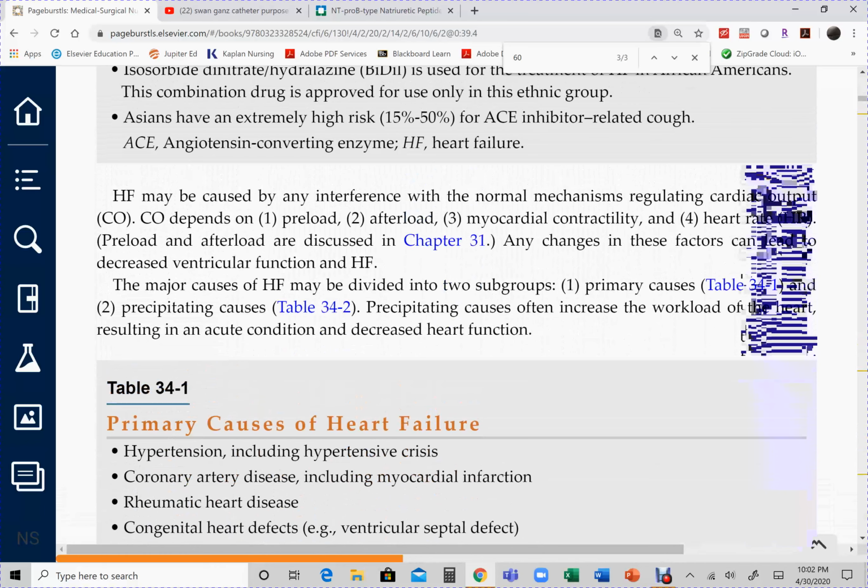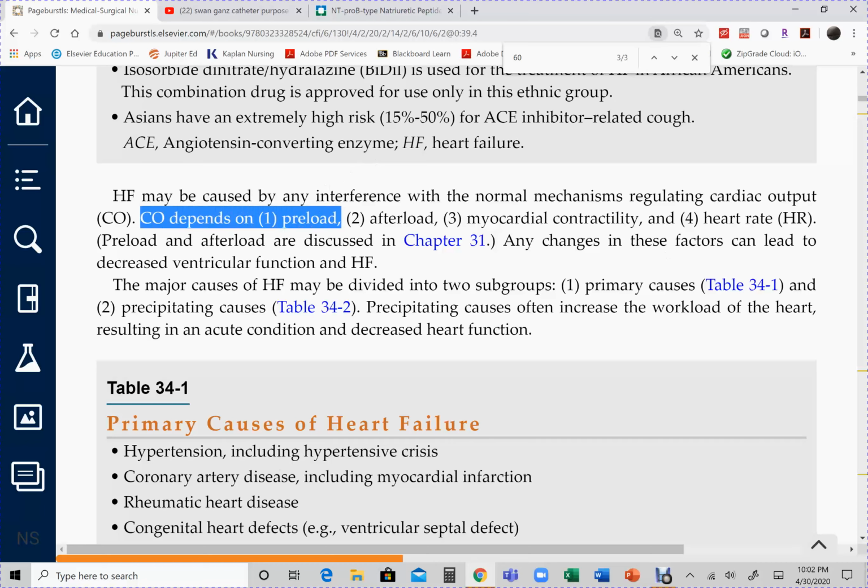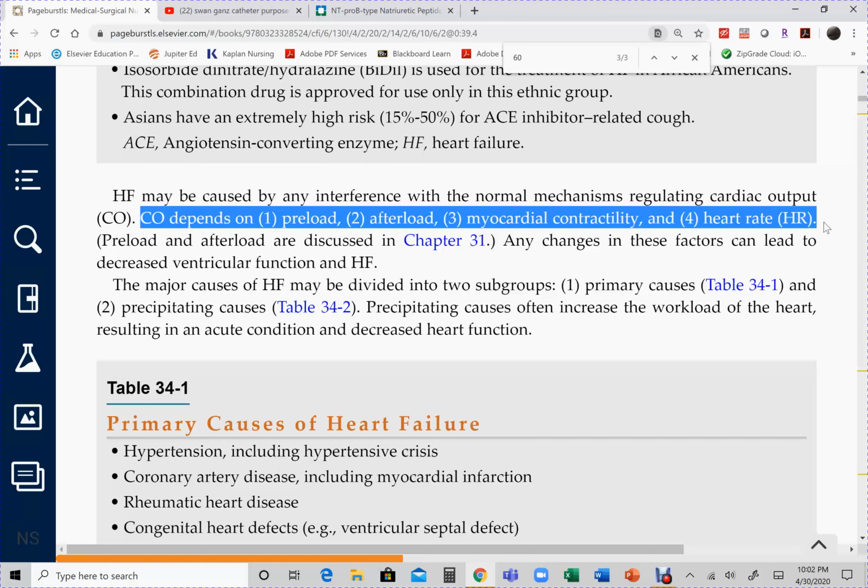We already discussed preload and afterload in chapter 31. So the severity of the heart failure, or cardiac output in general, depends on, again, the three elements of perfusion, namely the pump itself, which we're referring to as number 3, myocardial contractility, preload, which is blood volume, and then afterload, which is the blood vessels, and the heart rate also, because that determines your cardiac workload.